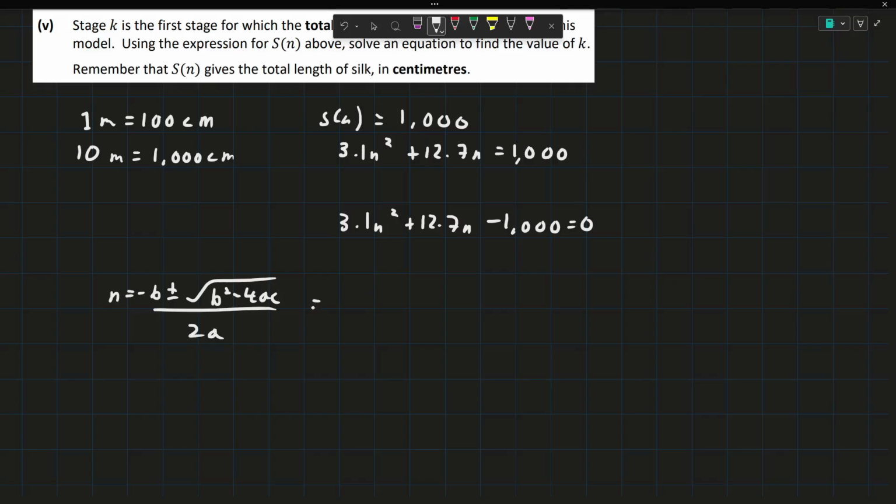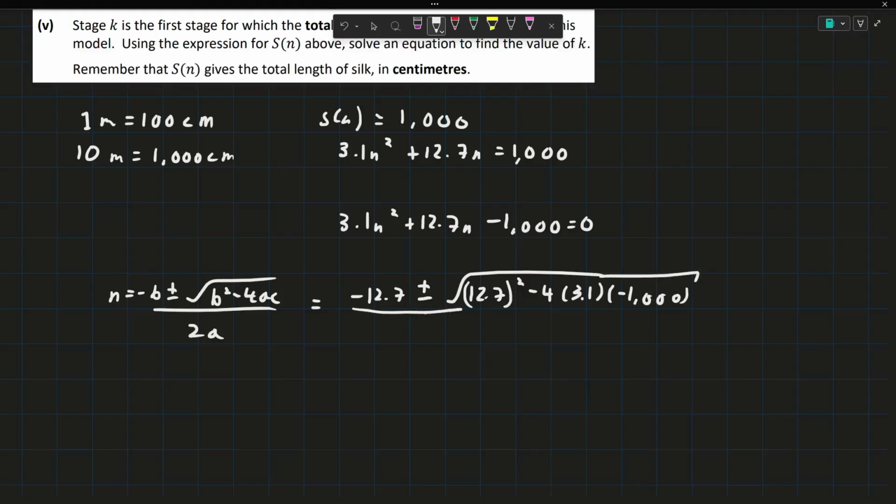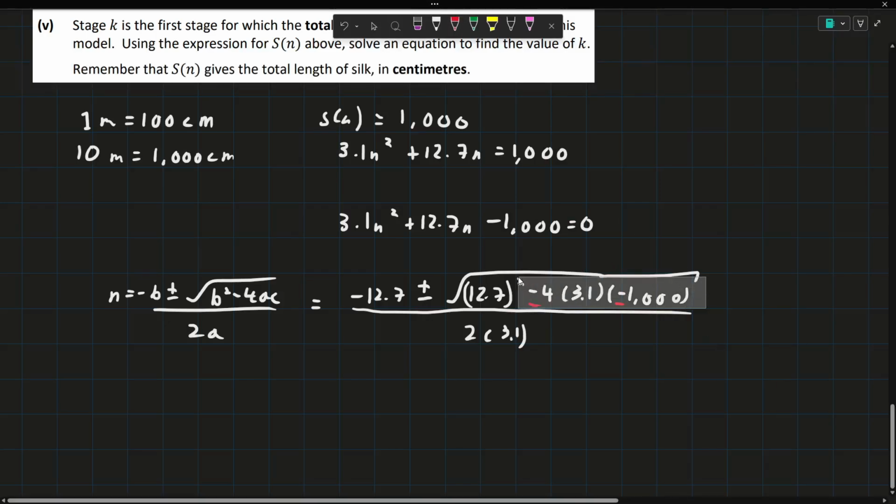So we can just sub in. Negative b, we're going to have minus 12.7 plus or minus the square root of b squared, which is 12.7 squared, minus 4 times a, which is 3.1, times c, which is minus 1,000, all over 2 times a, which will be 2 times 3.1. When you're putting this into your calculator, don't forget the two minuses here, the minus there and the minus there. So this will actually end up adding this term. If you subtracted this term, this is pretty big, and it'll probably be a complex number or an imaginary number.